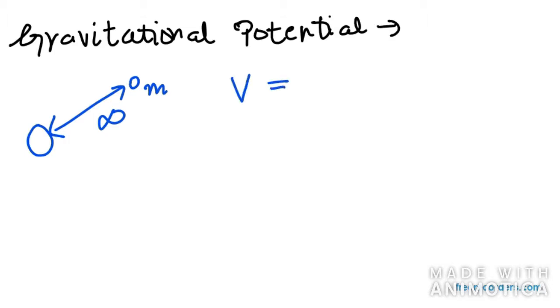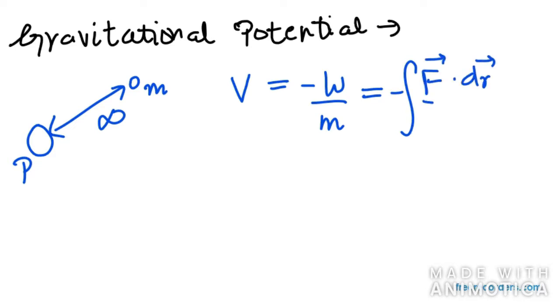So I would be writing V as minus W over M. It is negative because we need to bring a mass m from infinity to a particular point. Let it be P here. So it will be V equal to minus W over m, and you know that W can be written as F dot displacement. So in this case, I will be writing dr, and here we have m. Now the next thing is we can write F over m as I. So it will be I dr.